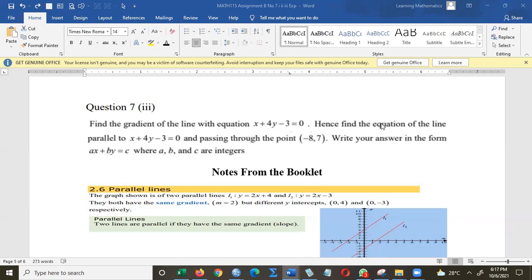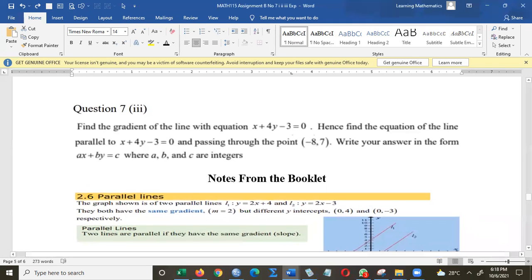Because once they tell you to find the equation, you have to find the gradient and the y-intercept. So we're going to find the gradient by rearranging that equation, and the gradient we get there, we're going to grab it, and we're going to use it to complete the equation, because we need it and that point to find c, and then we can complete our new equation since we have m and c. But now we have a further thing to do. We have to write our answer in the form ax plus by is equal to c, where a, b, and c are integers. So that's what we're going to do for that assignment.